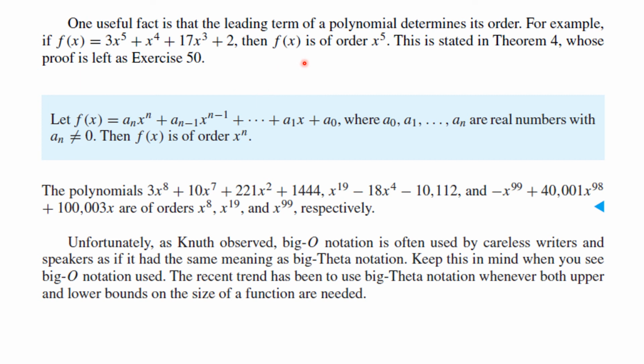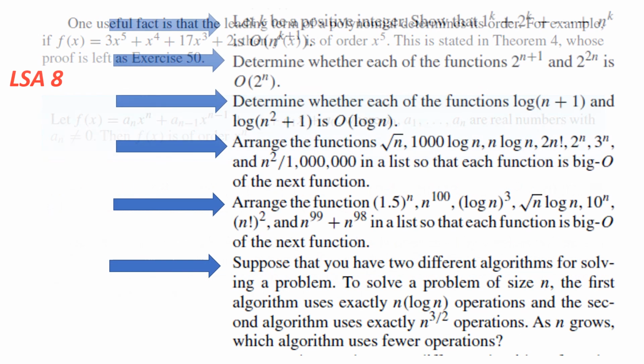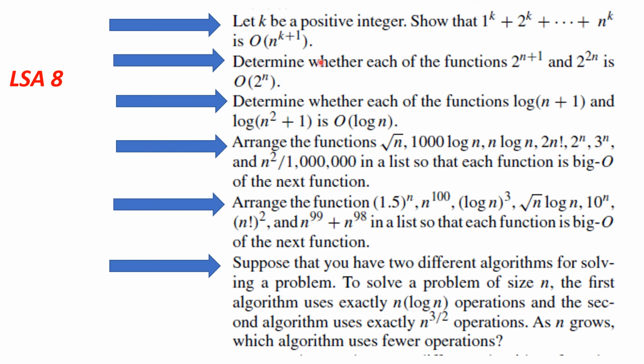Now, one useful fact is that the leading term of a polynomial, which I think we already talked about, determines its order. So we can just look at these and tell that this polynomial is of order 8, this polynomial is of order 8, this polynomial right here is of order 19, and this one is of order 99.